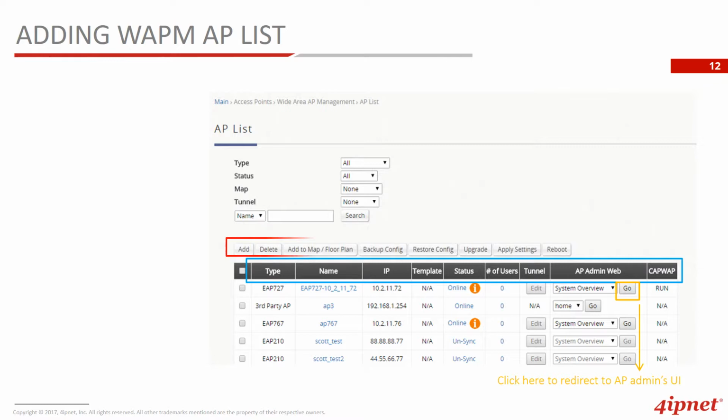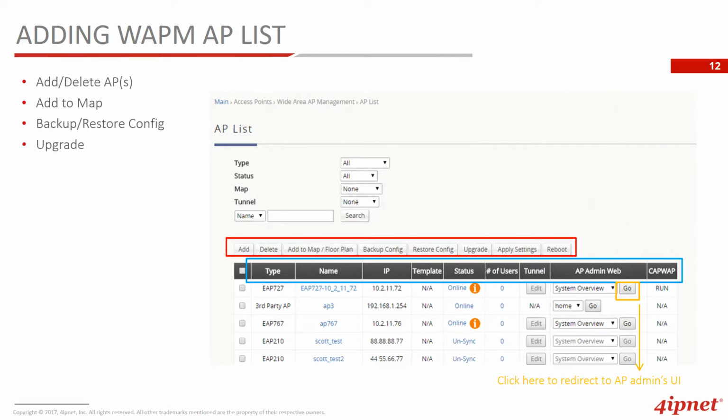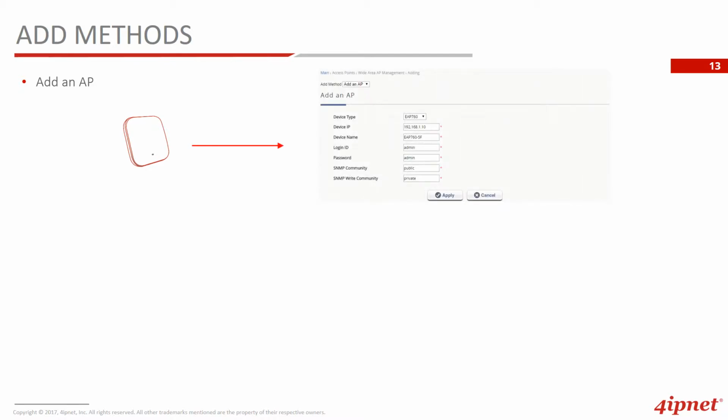In the middle of the page, there are several buttons you can click that will perform the corresponding actions. So you can add, delete APs, add APs to maps, etc. Your next question then may be, how can I add an AP to a WAPM? There are two methods. The first one is you can manually add an AP by going to the page illustrated on the top screenshot, and then manually entering the information requested: device type, IP, name, login ID, SNMP community, and the rest of the fields.